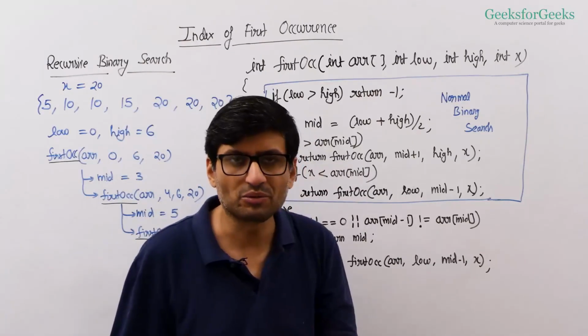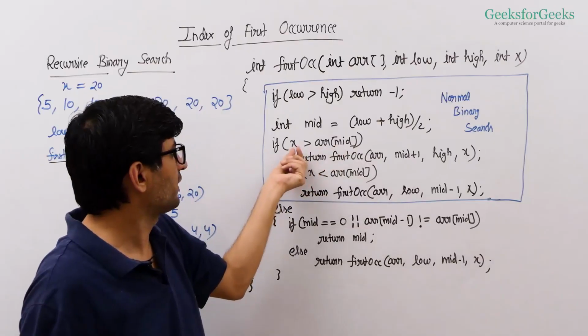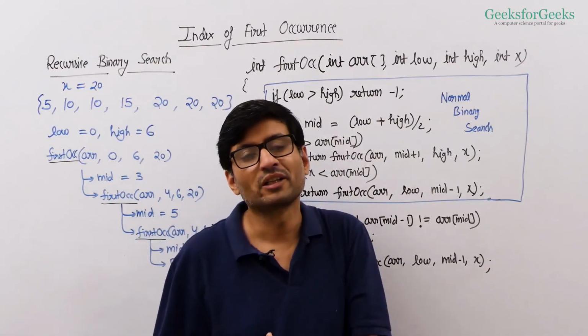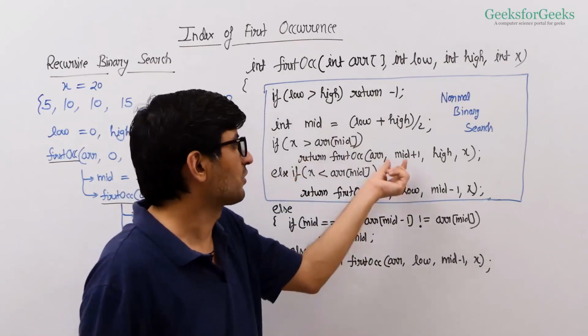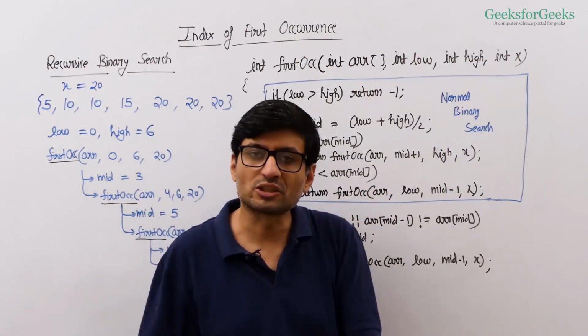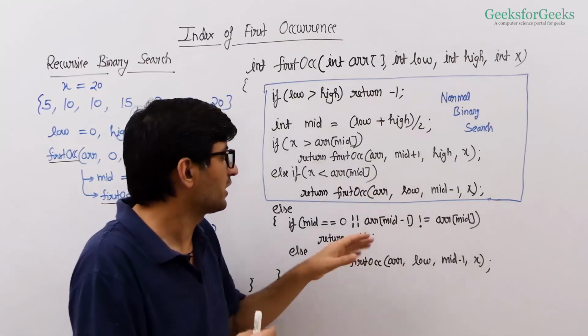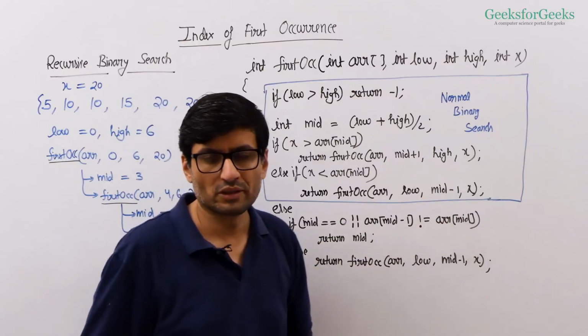Low plus high by 2, right? After computing the midpoint, if x that we're searching is greater than mid, then we go to the right half, right? We go from mid plus 1 to high. And if x is smaller than mid, then we go to the left half, right? Low to mid minus 1.